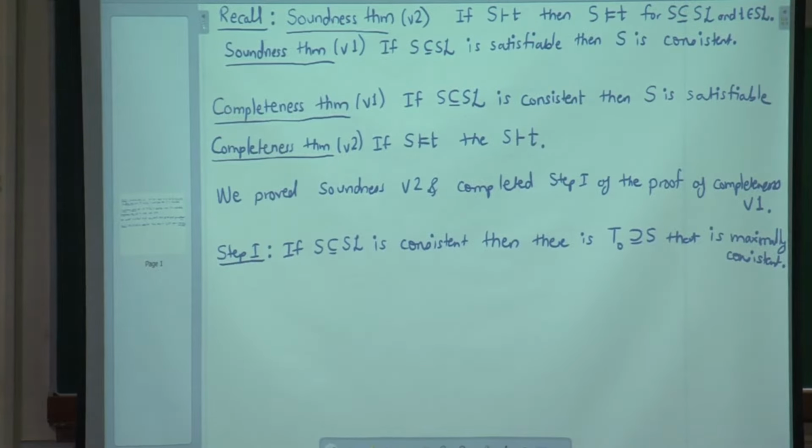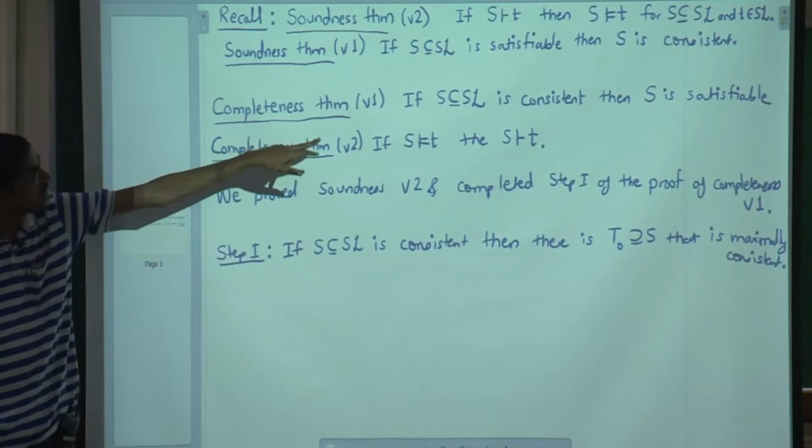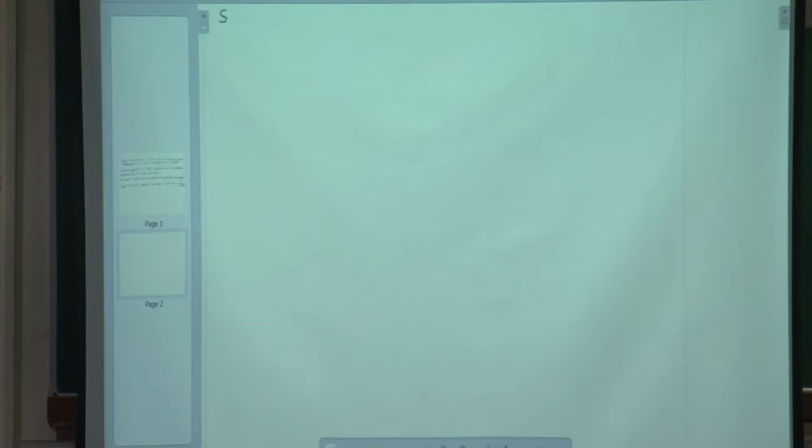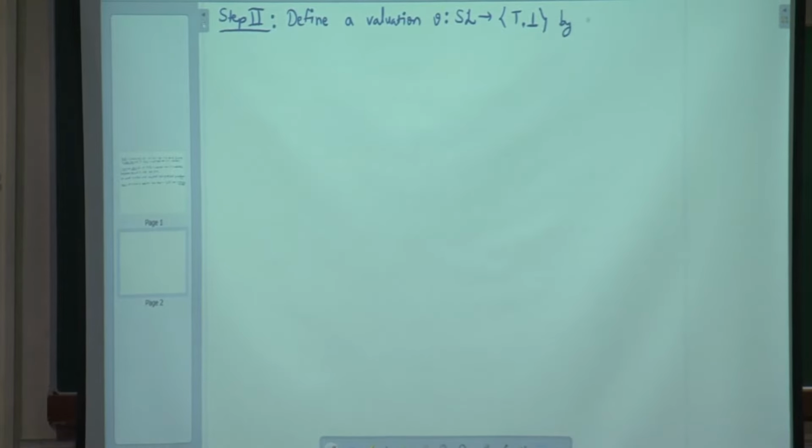And step 2 is the construction of a valuation. Yeah, we need a valuation. We need to show that S is satisfiable. S is satisfiable means there is a valuation V which satisfies S. So step 2 says: define a valuation V from SL to {true, false} by V of a formula S is true if and only if S belongs to T naught. So T naught is the maximally consistent extension that we obtained from step 1, and now we are claiming this.